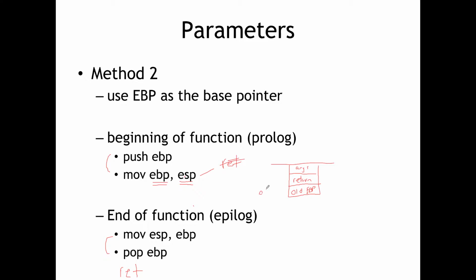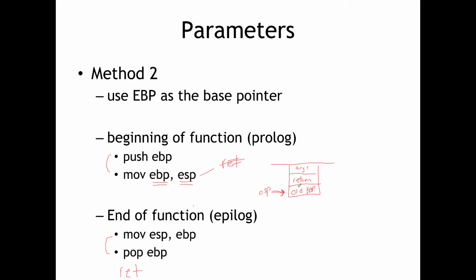So this is where ESP points to. By the time the prologue is done, this is what ESP is pointing to, the old value of EBP. So what does the epilogue do? Well, it moves EBP into ESP. So if ESP is changed throughout the execution of the function, this resets it so that it points back to here, which is old EBP.